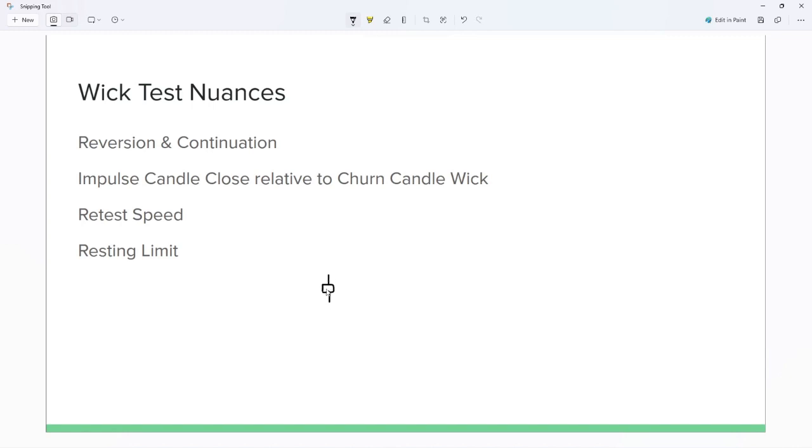Resting limit, so I want to talk about the types of orders that you're going to use for each of these trades as well. With the wick test, because you are waiting for a retrace and you already know that you want to enter before you get to that level, you can just leave a limit order right at the top of the wick or the bottom of the wick in a bearish example. And I recommend using bracket orders for this as well.